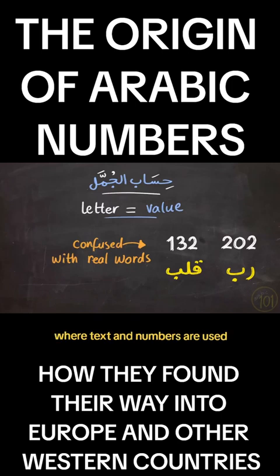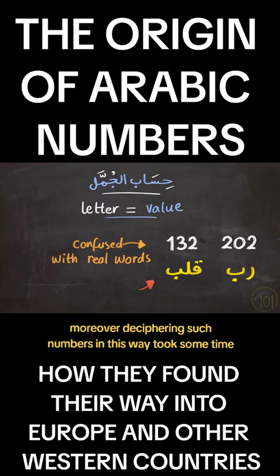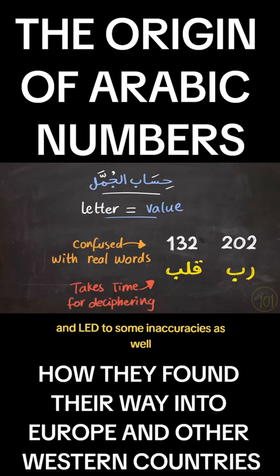Anyway, numbers that are formed in actual words led to several problems and confusions, especially in longer texts, where text and numbers are used. Moreover, deciphering such numbers in this way took some time and led to some inaccuracies as well.